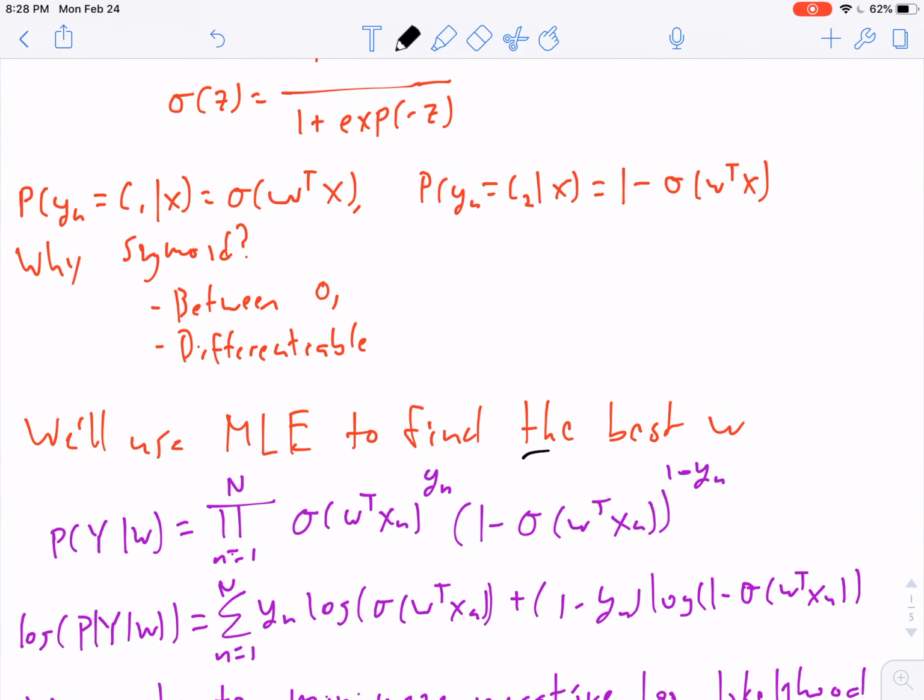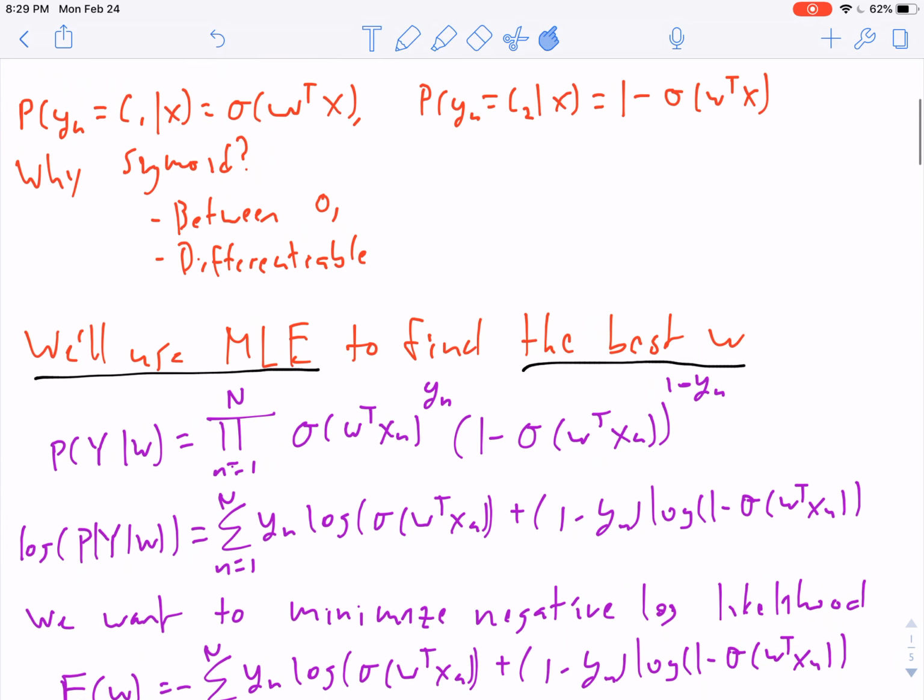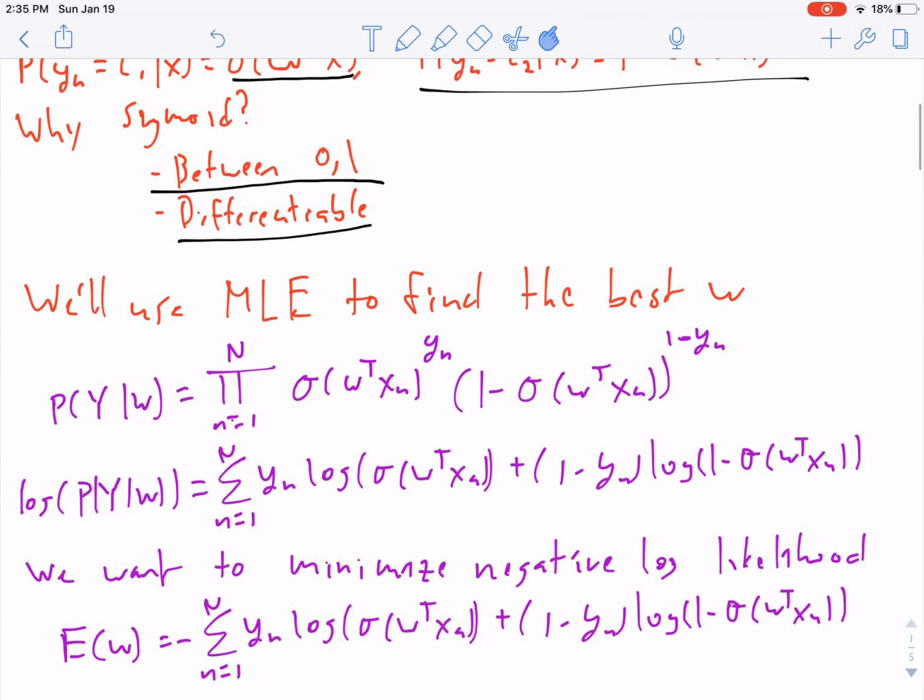So now we want to find the best w. And this probably shouldn't say we'll use MLE. The approach will sort of start like MLE, but then instead of maximizing the likelihood, we'll end up minimizing the negative log likelihood, and then we'll realize there isn't a closed form solution, so we'll use gradient descent, which is a technique we introduced in a previous video as a numerical approximation. So first we need to write out the likelihood.